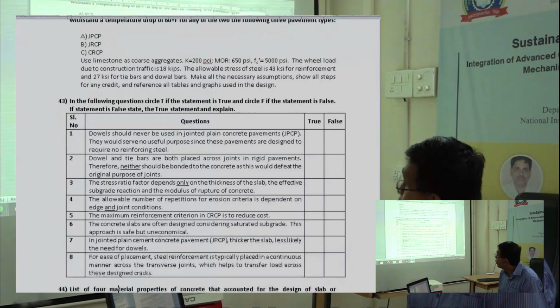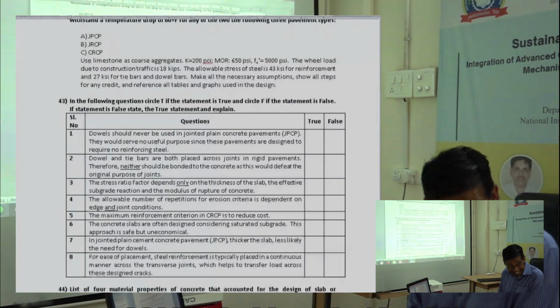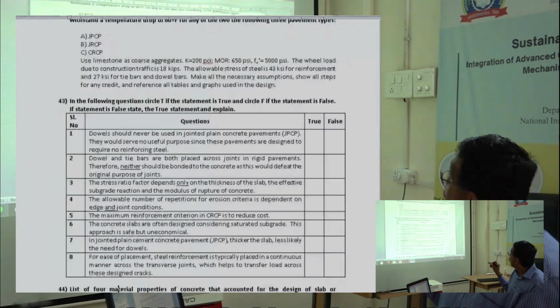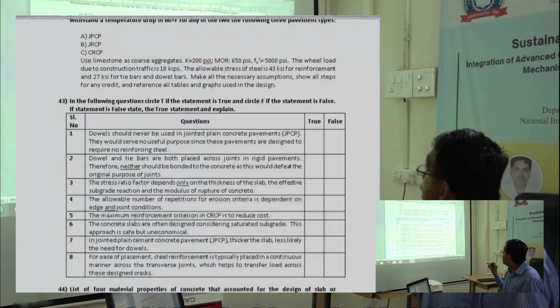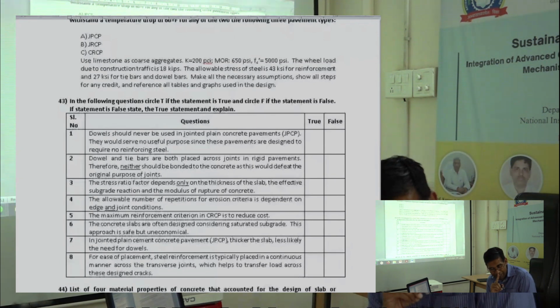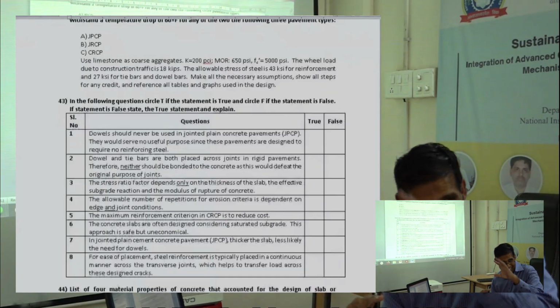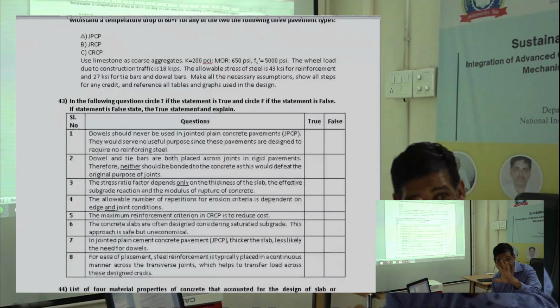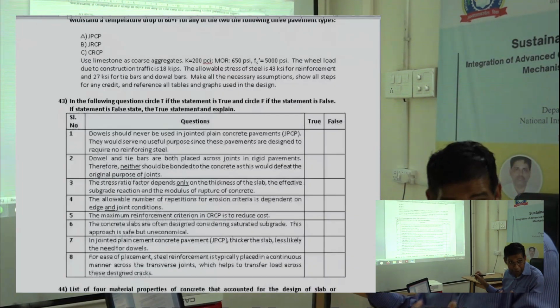The word "only" is a trick, right? When I say only, that means is there any other factor I missed? You see what I'm saying? Only on the thickness of the slab. So if you remember the stress ratio factor, everybody with me? Effective subgrade reaction, right? What else? Something else too. There were multiple tables for the stress ratio factor. It depends on whether there is a shoulder or no shoulders, with tie bars or no tie bars. So it also depends on other factors, whether there is a presence of shoulder or no shoulder. Correct? And that is a different table.